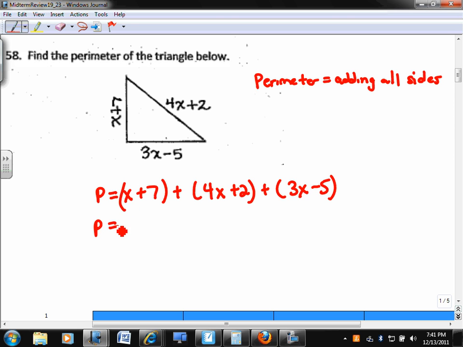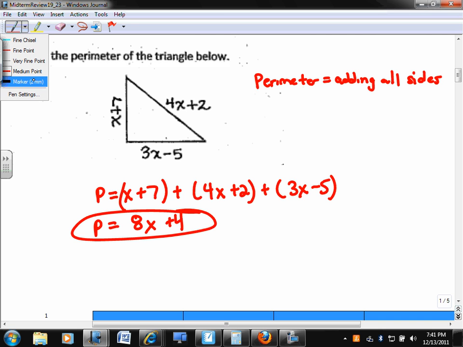P equals, how many terms do we have with an x? x plus 4x plus 3x. x plus 4x is 5x, plus 3x is 8x. Positive 7 plus positive 2, positive 9, plus minus 5. So 9 plus minus 5 is positive 4. So our perimeter is 8x plus 4.